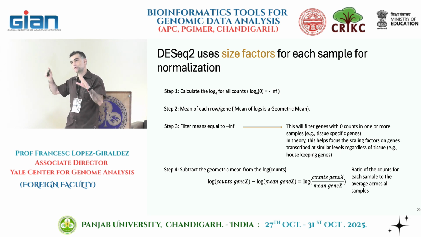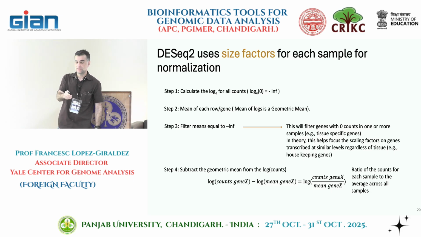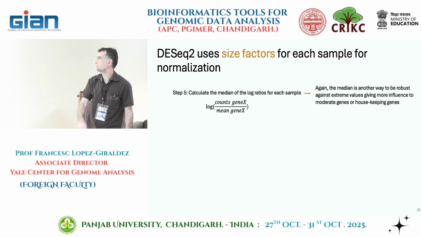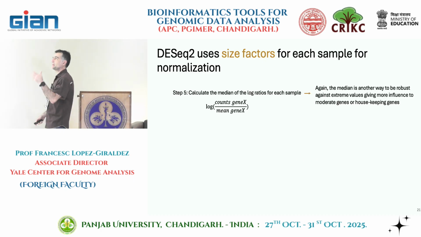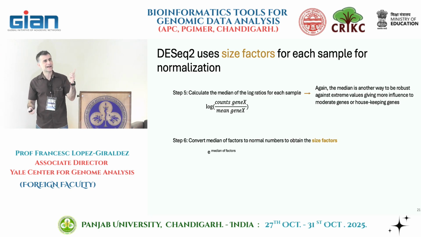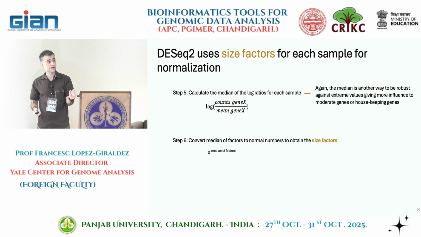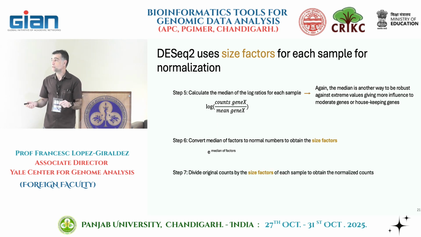Then you subtract the geometric mean from the counts, and it goes through this process. Again, you don't have to memorize all this. Then for every sample, it calculates the median of the ratios that you did. Now it goes back to denormalize, so it goes back to the natural number. It transforms the log 2 to a natural number, and that is going to be your size factor for every sample. So you calculate a size factor for every sample, and the only thing you do when you have those size factors is divide your counts by that size factor.